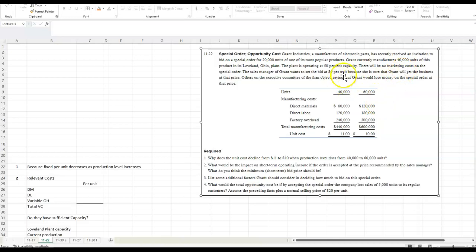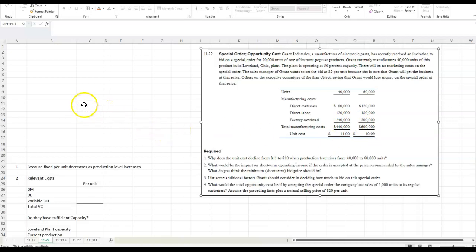The sales manager wants to set the bid at $9 per unit because she is sure that they'll get the business at that price. So some other members of the firm object, saying they'll lose money on the special order at that price. So here's their range, 40,000 to 60,000 units. Their unit cost is $11 at 40,000 units and $10 at 60,000 units. And the committee does not want to bid 9 because they think they'll lose money because the unit cost is either 10 or 11. Why does the unit cost decline from 11 to 10 when production level rises?